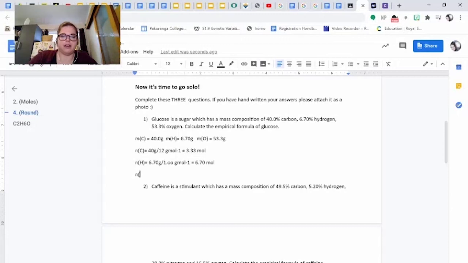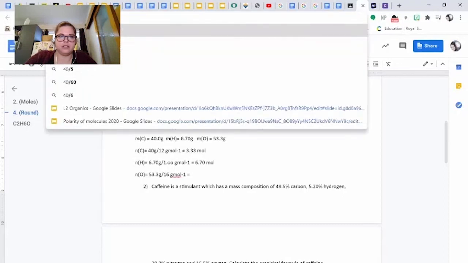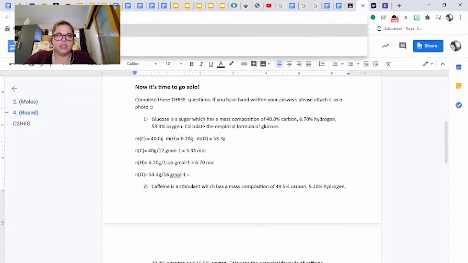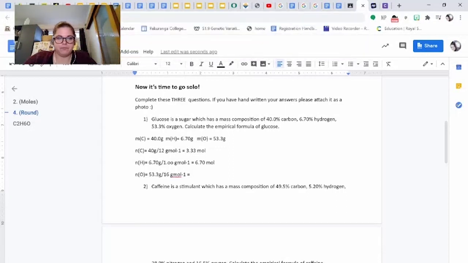Then to work out our moles of oxygen, we go 53.3 g divided by 16 g/mol. That gives 53.3 divided by 16 equals 3.33125, which rounds to 3.33. So this is already telling you that you've got the same amount of carbons as you do oxygens.